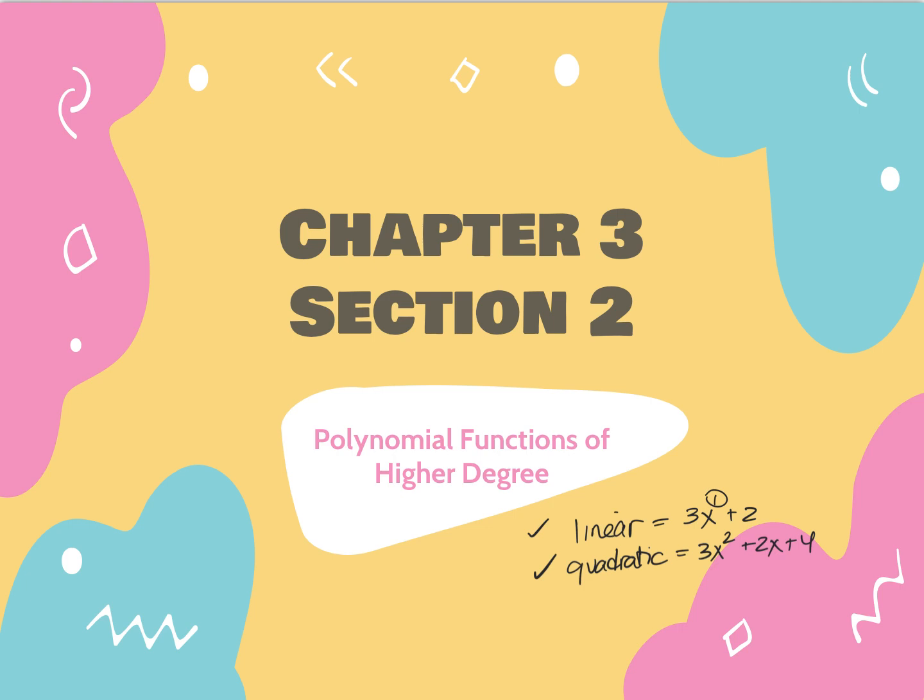Now we're going to get polynomials of higher degrees, like cubic functions, quartic functions, quintic functions, functions where the exponent is going to be 3, 4, or 5, where the terms are going to be multiple terms, 4, 5, 6 terms. And so we have to start learning how do we graph that.